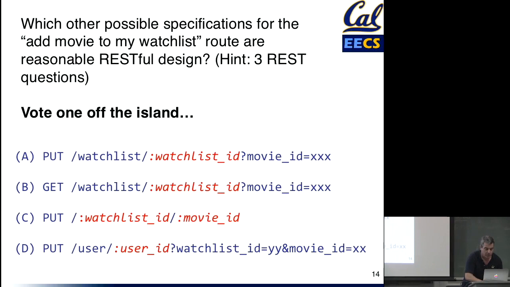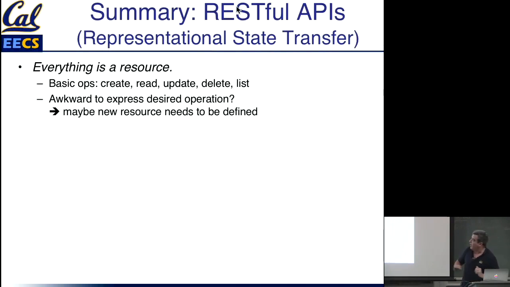To sum up where we are with RESTful APIs, the thinking is everything is a resource. So the most basic things you can do to a resource are you can create it, you can get it back, you can update it, you can delete it, and you can ask for an index or a list, maybe filtered, of all the instances of it. And often you'll find that if you're trying to express an operation and it's not clear how you get it into that narrow mold, maybe there's a resource that you have not thought about defining.